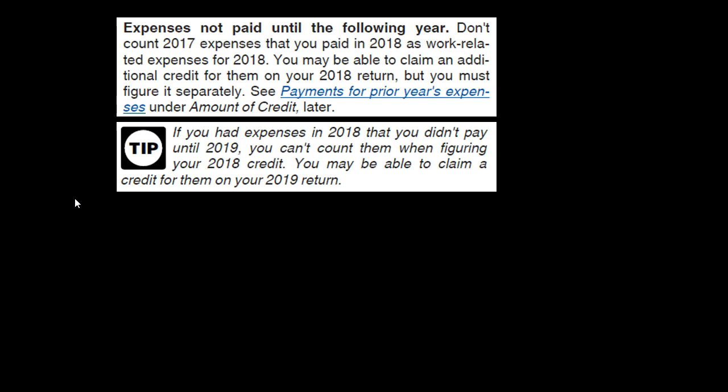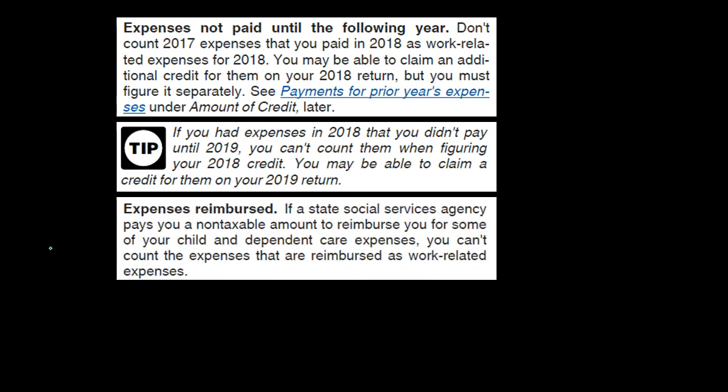So that's the other way, not a prepayment situation. If we had an expense in 2018, so the work was done, we incurred the expense because the daycare was provided, but we didn't actually pay it until 2019, that's a situation where we didn't pay it within the 2018 tax year. It wasn't prepaid, and therefore we're more on a cash basis than on the accrual basis, and we can't take the credit in 2018, but may be able to take it in 2019. Back to the text. Expenses reimbursed.